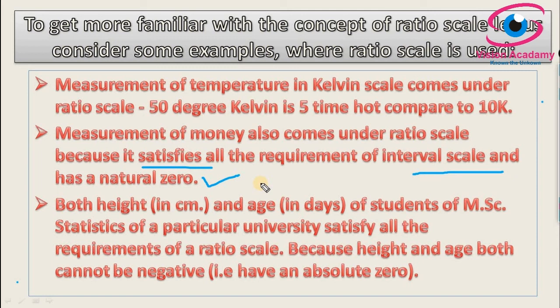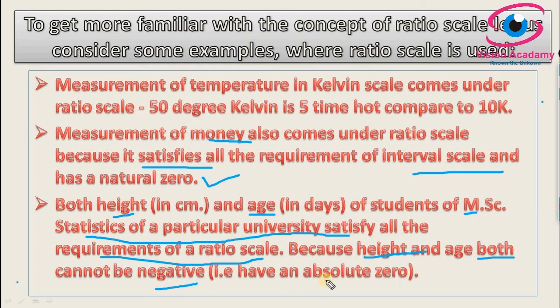Thus, by inspecting all this, it satisfies all the requirements of ratio scale, in the sense nominal scale, ordinal scale and interval scale. All the scales' characteristics are satisfied with money. So it comes under ratio scale. Also, both height and age of students of MSc in statistics of a particular university satisfy all the requirements of ratio scales, because height and age both can't be negative, which also gives an absolute zero. So it comes under ratio scale.